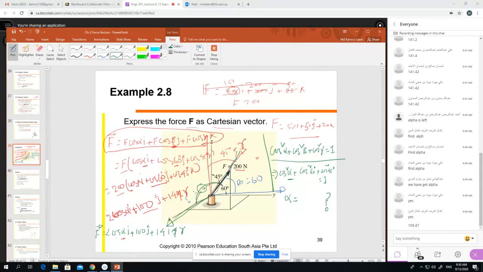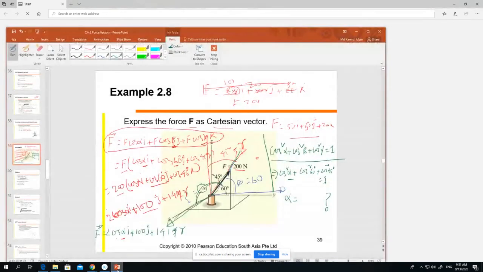109.47. Okay. Cosine inverse of half. No, you give me the answer. I said cosine inverse of half, it will be 60. No, first tell me how many answers you will get from here. 1, 2, 3? How many? Yeah, 2, because we have minus half.